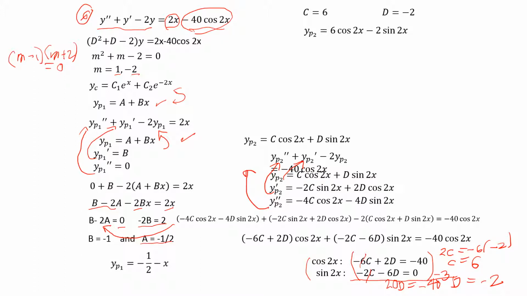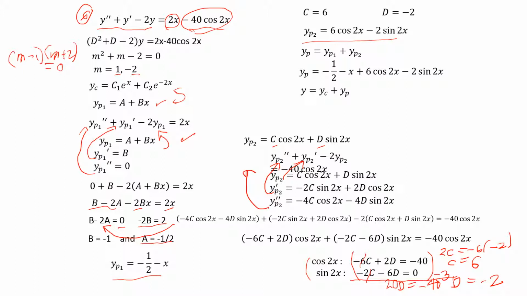Then your yp2, if you use equation c and d, your yp2 is 6 cosine 2x minus 2 sine 2x. And then you know already that yp is just adding the original. This is yp1 and yp2. So your yp will be yp1 plus yp2, and this one, yp is negative 1 half minus x plus 6 cosine 2x minus 2 sine 2x.